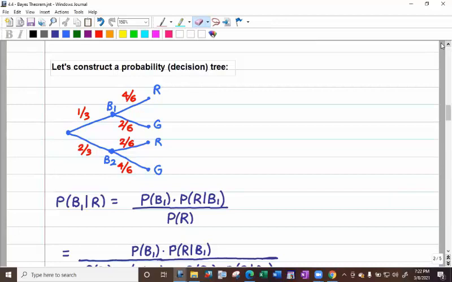Maybe that way I don't even have to worry about moving to another page, just squeeze it in here, and that way you can see where all the numbers are coming from, or I could just copy the tree, whatever. I'll just do it right here.